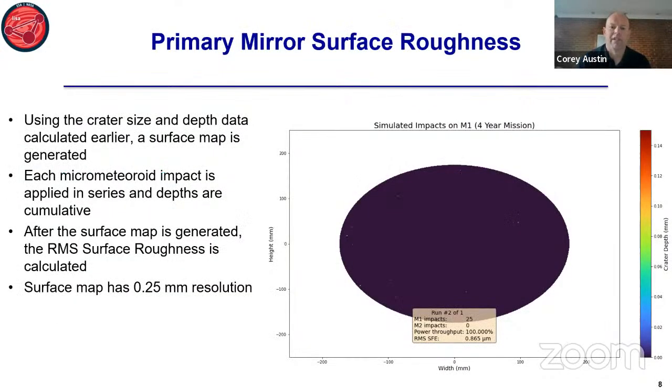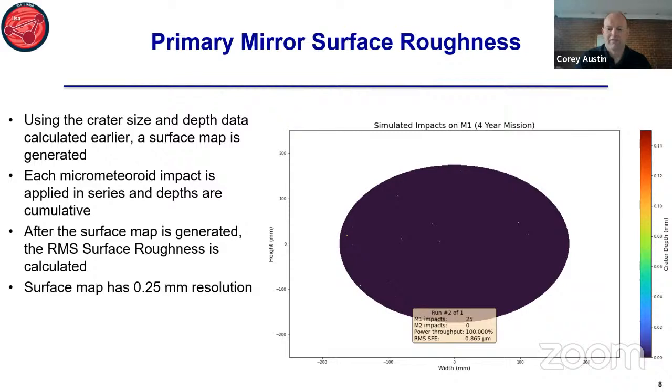So we can take that information then and create a surface map of the mirror. In order to do this, we take each micrometeoroid impact and we apply it in series, and the depths are cumulative. That means if two micrometeoroids were to happen to strike the mirror at the same point, the depths of their craters would add, and that was just a choice I made for simplicity. Once this surface map is generated, then we can get the first metric from this, and that's the RMS surface roughness. That's not necessarily a measure of telescope performance, but it is a number that has helped me in writing the simulation to see how much damage is being generated on the mirror.